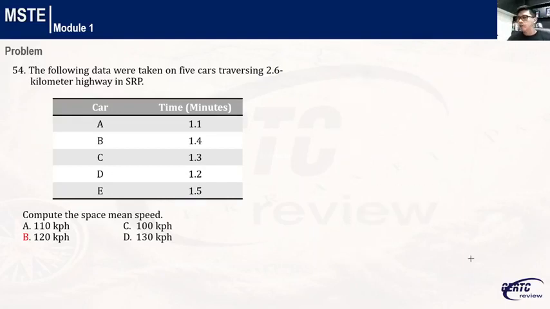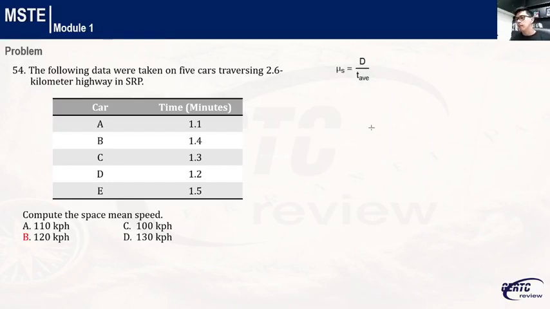Number 54. The following data were taken on 5 cars traversing 2.6 kilometers highway in SRP. Compute the space mean speed. So ano ba yung space mean speed? Kadalasan denoted yan as mu s. That is equivalent to distance over the average time. Ito yung general formula natin. Now, distance over the average time.